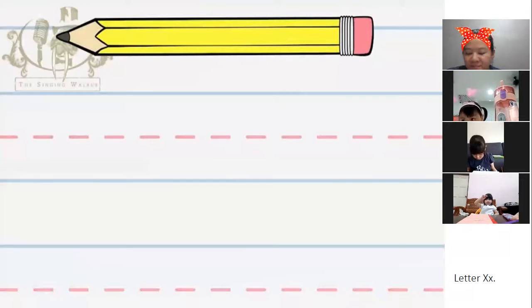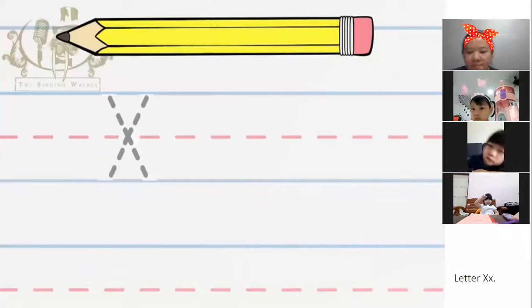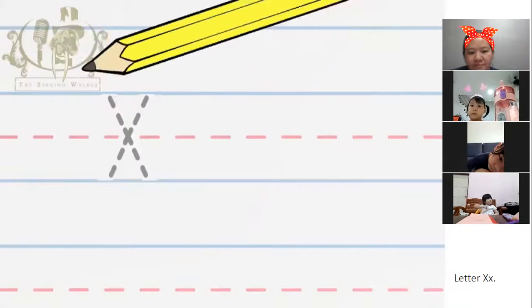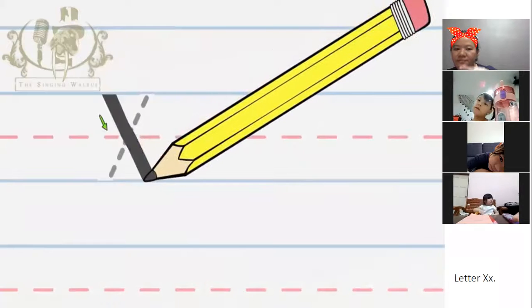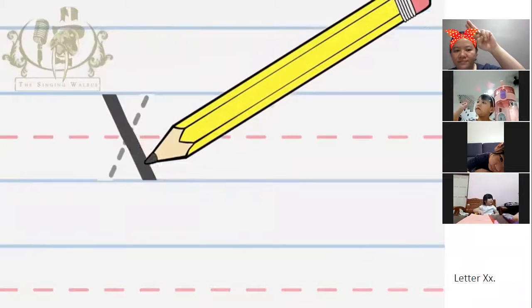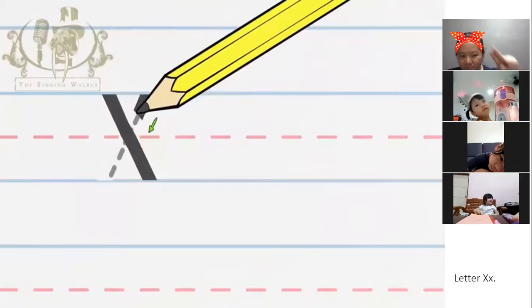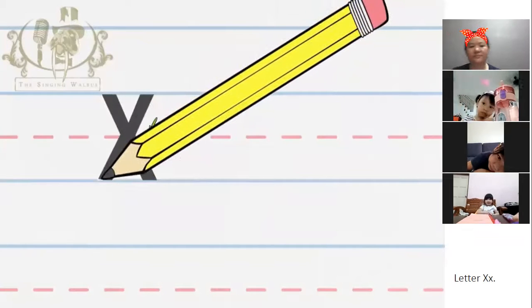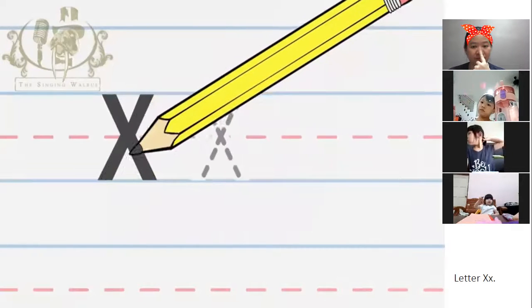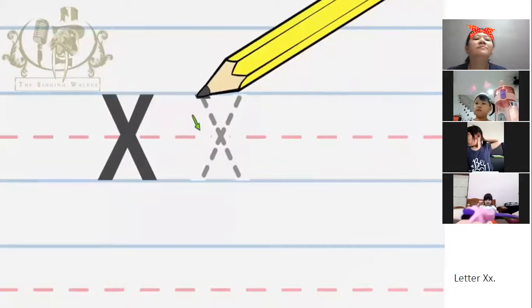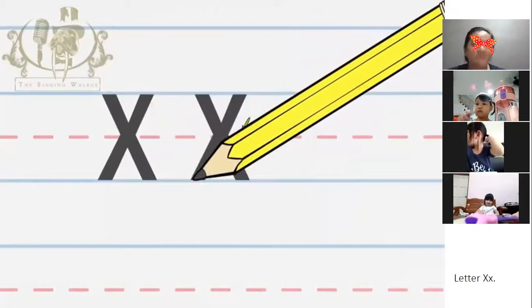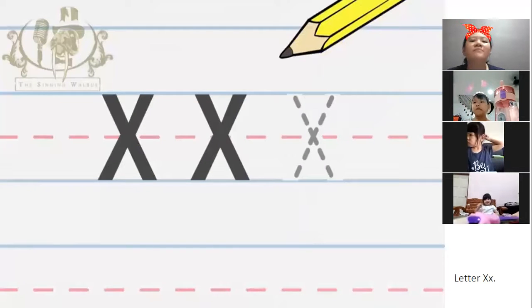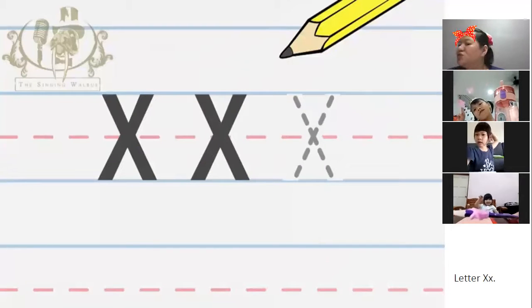First, we'll write the capital X. That's the big X. Start at the top and make a line down to the right. Then, go back to the top and make a line down to the left. Let's try it again. Down to the right. Down to the left. Now you try. Now, check if you did it right.